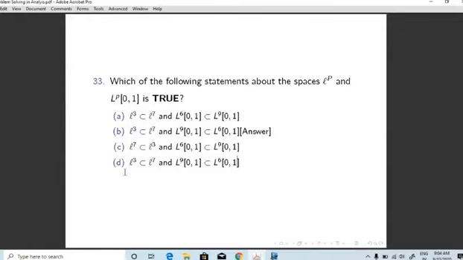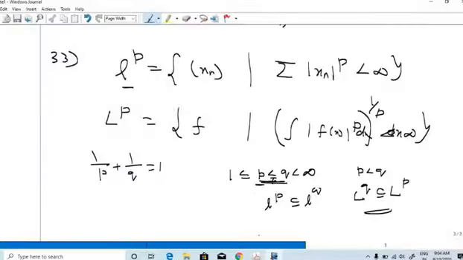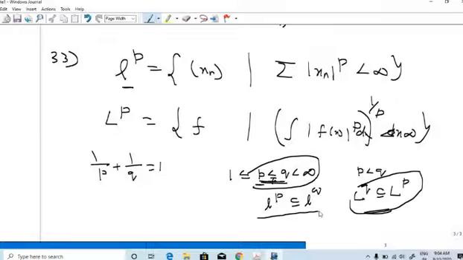So again, look at this. This is actually the same thing. I made some mistake here. The options, I think something is missing here. Anyway, the idea is just this: big Lp has reverse containment, and small lp has the same containment.